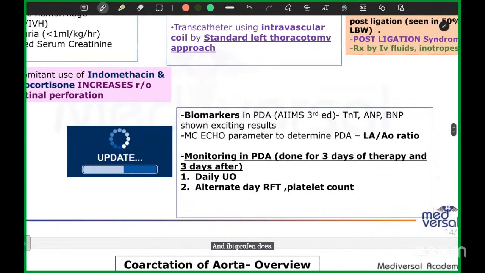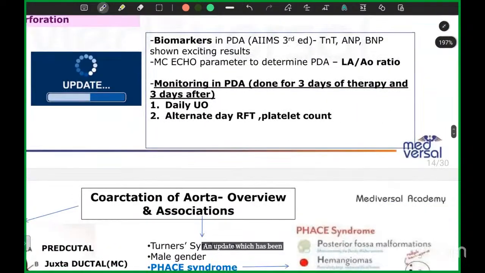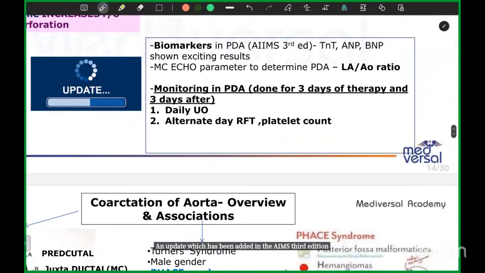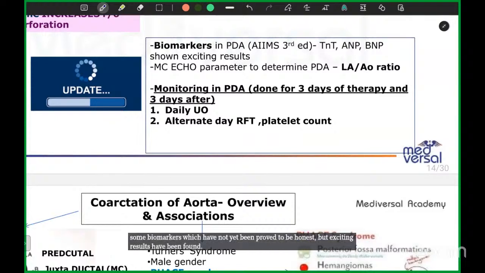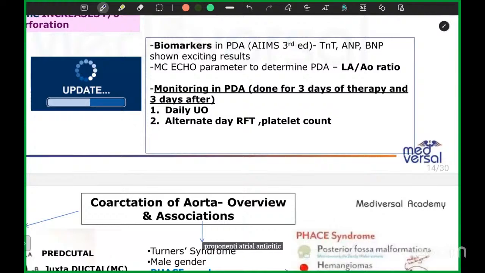An update which has been added in the AIIMS third edition is some biomarkers which have not yet been proved, to be honest, but exciting results have been found. Troponin T, atrial natriuretic peptide, and brain natriuretic peptide have shown exciting results.